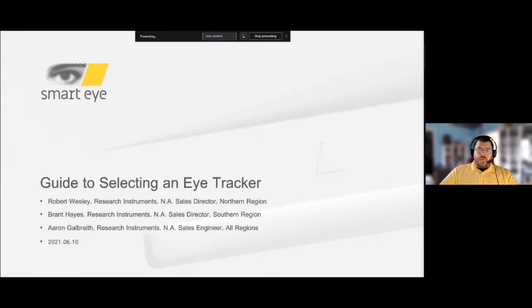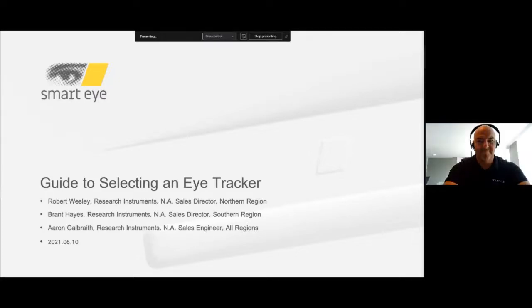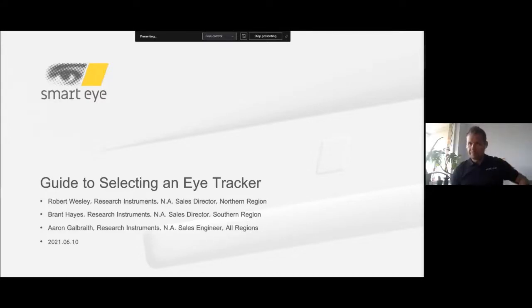There will be 3 Smart Eye members speaking during this presentation, and all 3 members work for the Research Instruments Division of Smart Eye. There's myself, my name is Aaron Galbraith. I'm the sales engineer for all regions of North America. And joining me today are Mr. Rob Wesley, North American Sales Director for the Northern region, and Mr. Brant Hayes, North American Sales Director for the Southern region.